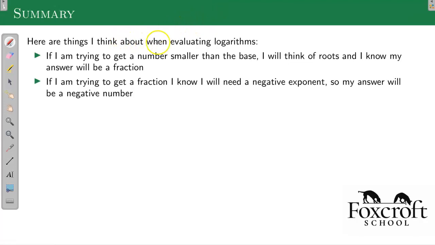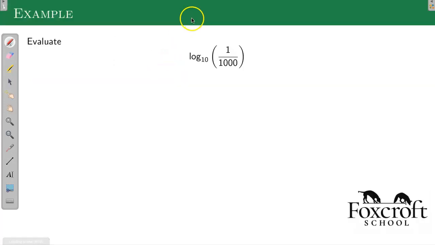All right, so here are some things that are going to help with evaluating logarithms. If I'm trying to get a number smaller than the base, I'll think of roots, and I know my answer will have to be a fraction. That's 16 to the 1/4 equals 2. If I'm trying to get a fraction, I'll know I need a negative exponent, so my answer will be a negative number.